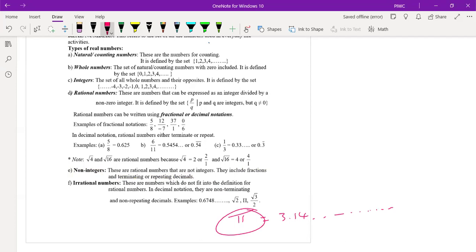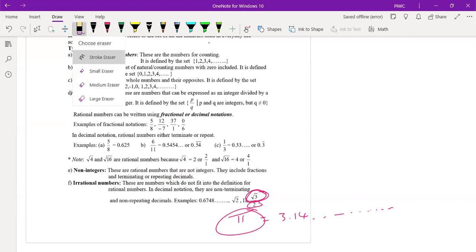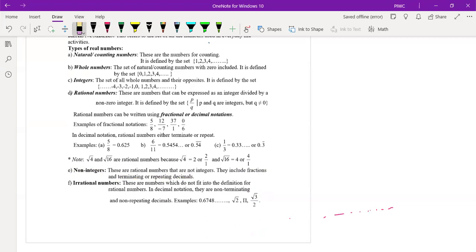Square root of 3 over 2. If you check the square root of 3, it's a long decimal with no end that doesn't repeat. Since it is non-terminating and non-repeating, dividing by 2 will still give a non-terminating, non-repeating decimal. So the square root of 3 over 2 is an irrational number. That's how you can classify the different numbers that we have.